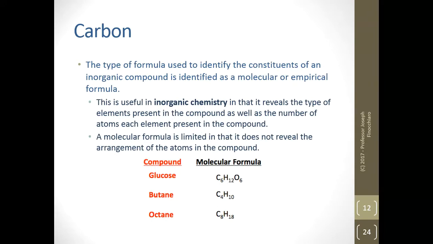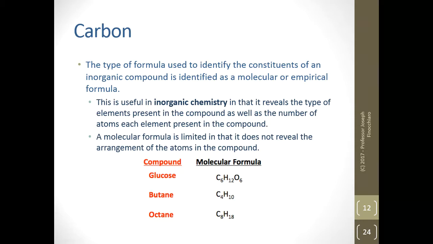The type of formula used to identify the constituents of a compound is a molecular, or also known as an empirical formula. This is useful in organic chemistry in that it reveals the type of elements present in the compound, as well as the number of atoms of each element present. An empirical formula is limited in that it does not reveal the arrangement of the atoms in the compound.